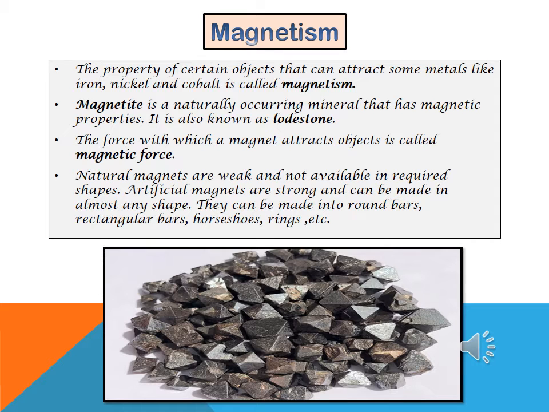Magnets are materials that attract substances made of steel, iron, cobalt, and nickel. The force with which a magnet attracts objects is called the magnetic force of the magnet. An important aspect of magnetism is that this is a non-contact force. Natural magnets are weak and not available in required shapes. Artificial magnets are strong and can be made in almost any shape. They can be made into round bars, rectangular bars, horseshoes, rings, etc.